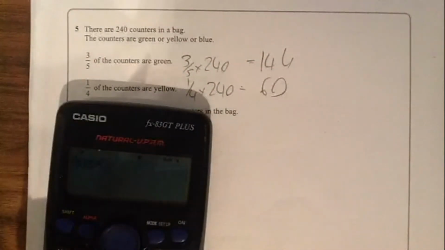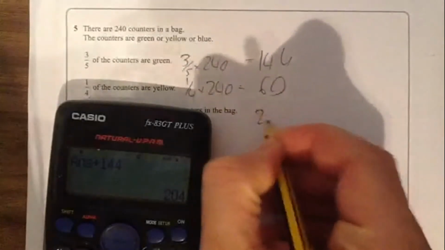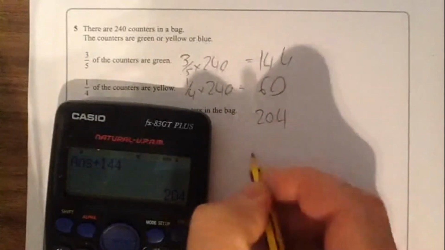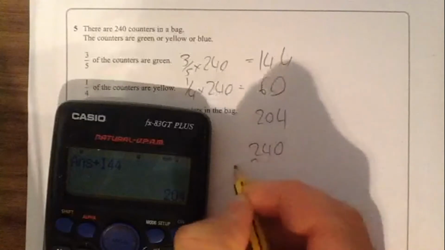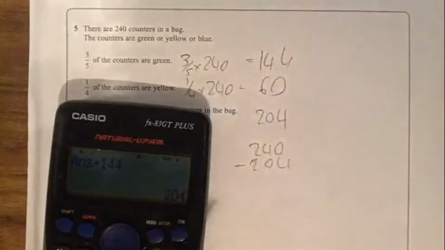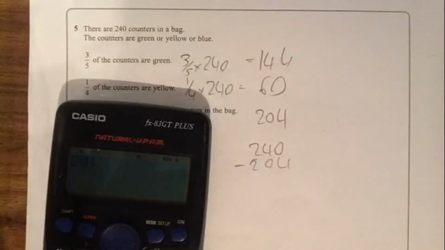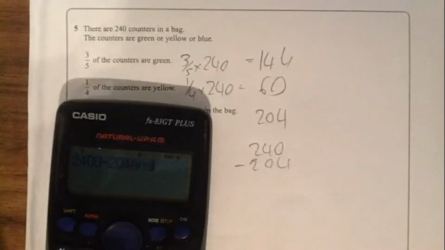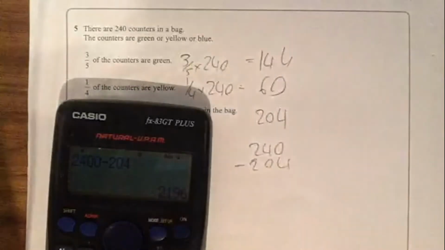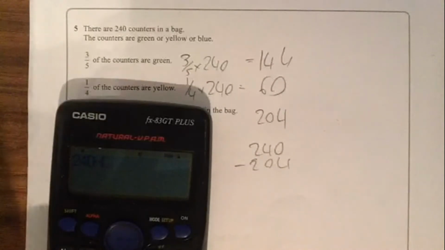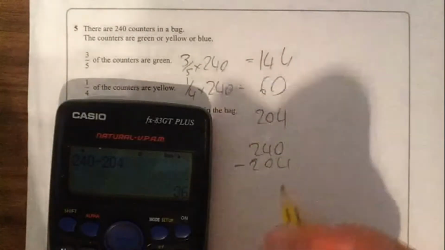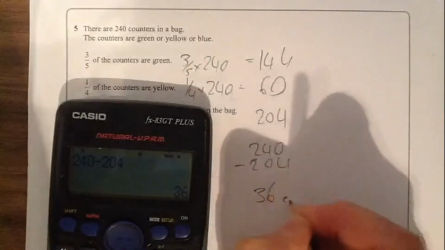And I'm going to add them together and then find the difference from 240. So 60 plus 144. Add them together, I get 204. Okay, but 240 is the total, so I'm going to subtract 204. I can do it in my head, but I'm not going to use a calculator because it's calculator paper. That's alright. 240 minus 204. Okay, and the answer is 36 counters.